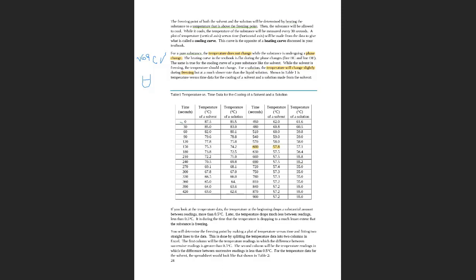At 0, when you start, the temperature is 87 because you heat it up. This is for the solvent, and then you do the same for the solution. For the pure solvent you do a cooling curve, and you measure every 30 seconds which temperature it is while it's cooling down. And you do the same for the solution. And then you are going to plot that data. But take a look at this.